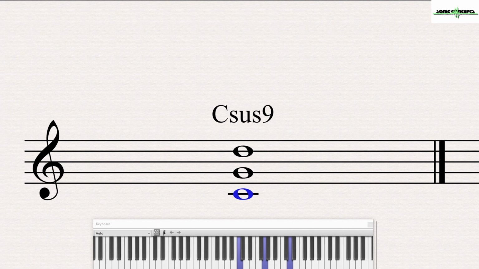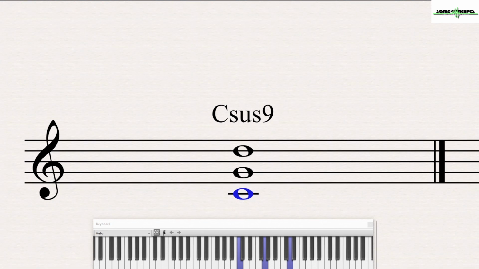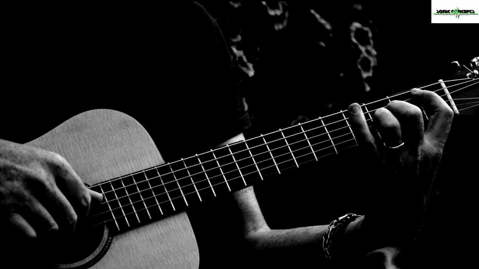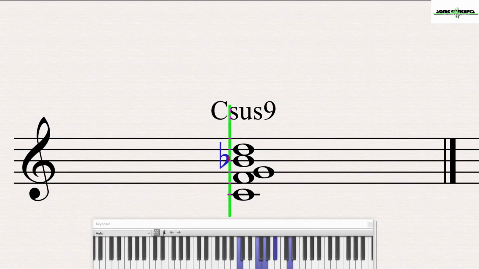One additional convention that confuses people is sus9 or 9 sus notation. For example, a C sus9 might be interpreted as having a root, 5th, and 9th as shown here. In jazz or popular music, this interpretation would be wrong. In this particular instance, a C sus9 or a C9 sus is interpreted as a dominant 7th chord with a sus4 and a 9th added as shown here.